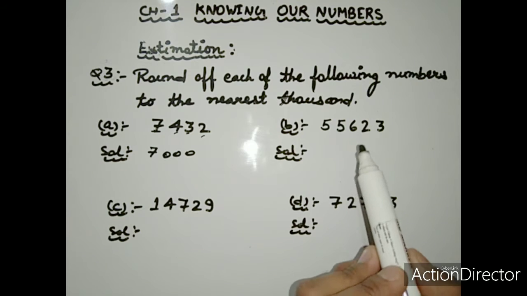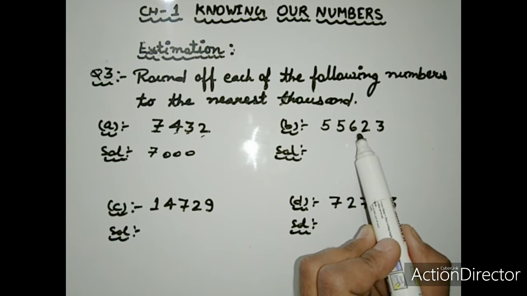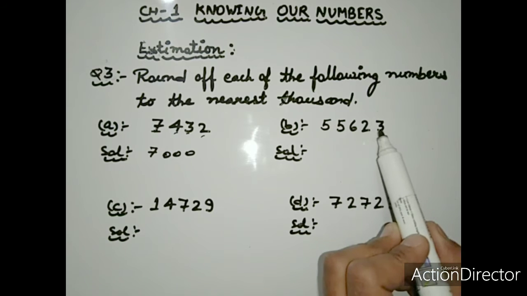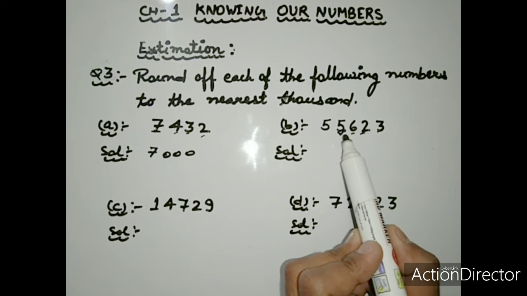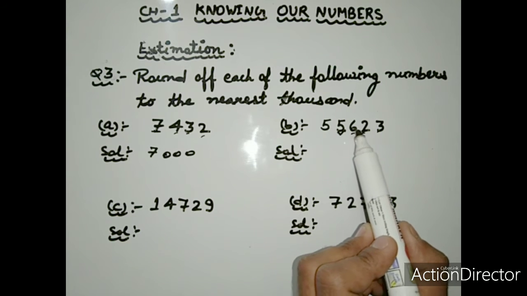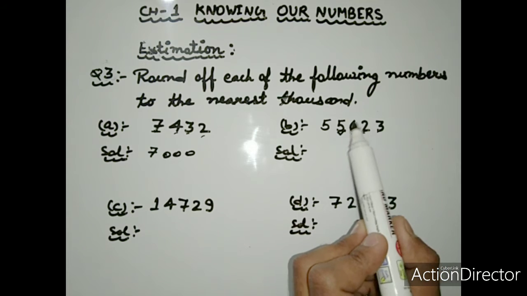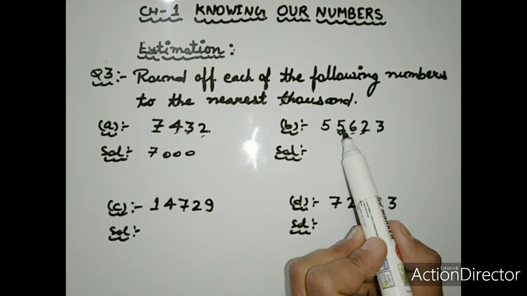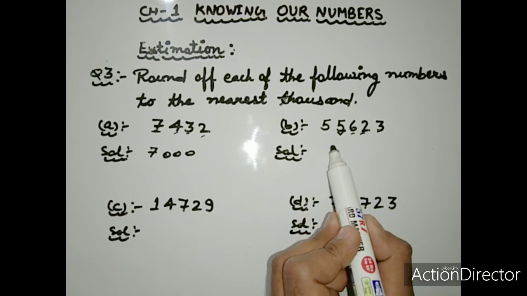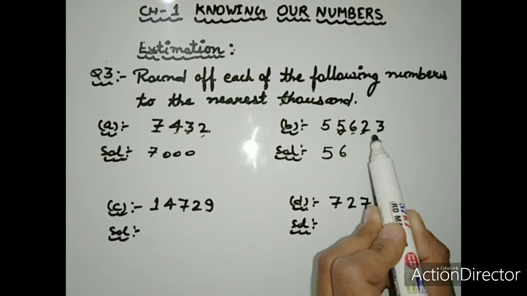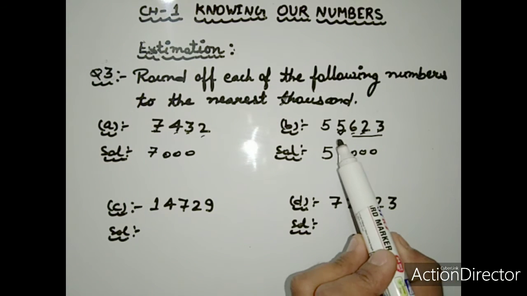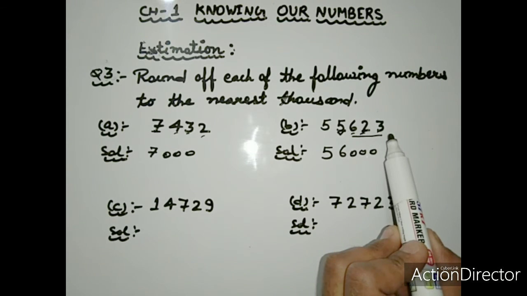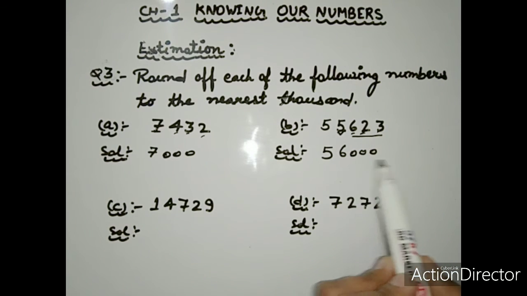Now the next number, 55623. Here the required place is 1000, and the digit on the required place is 5, and the digit on the right-hand side of the required place is 6, which is greater than 5. So we increase the digit on the required place by 1. So here we write 5 plus 1 is 6, and the other 3 digits are replaced by 0. So the number 55623 is nearest to 56,000.